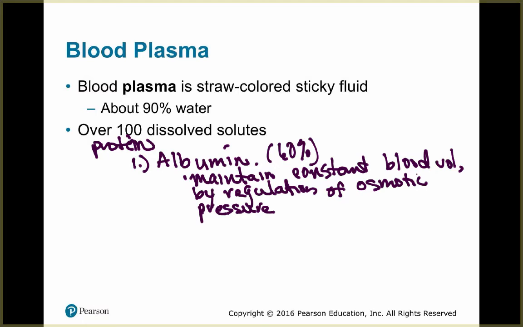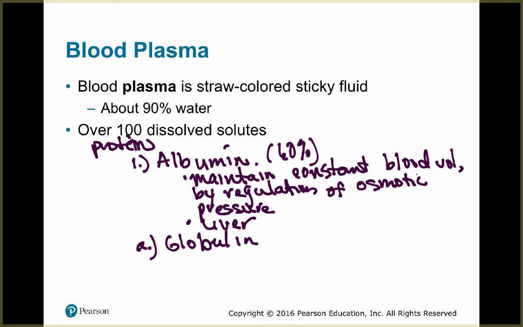And this is basically produced by the liver. So the concentration of this protein basically gives solute concentrations, and osmotic pressure is the idea of water moving across a membrane. So albumin is one protein that helps to keep water levels balanced.